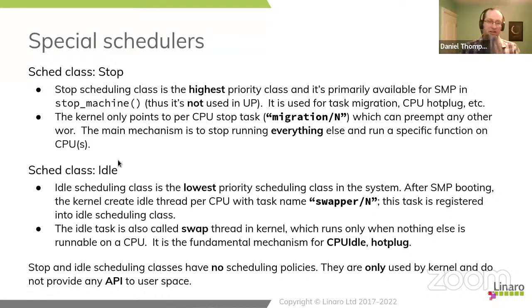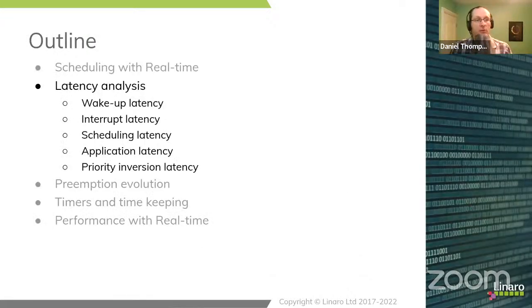And likewise, the idle class, the lowest priority task in the system, will appear as threads named swapper divided by the CPU number. And they're going to hook into things like CPU idle and the hot plug system to figure out what's the best way to minimize power when we are idle. So that was the quick summary of how the different schedulers are implemented.